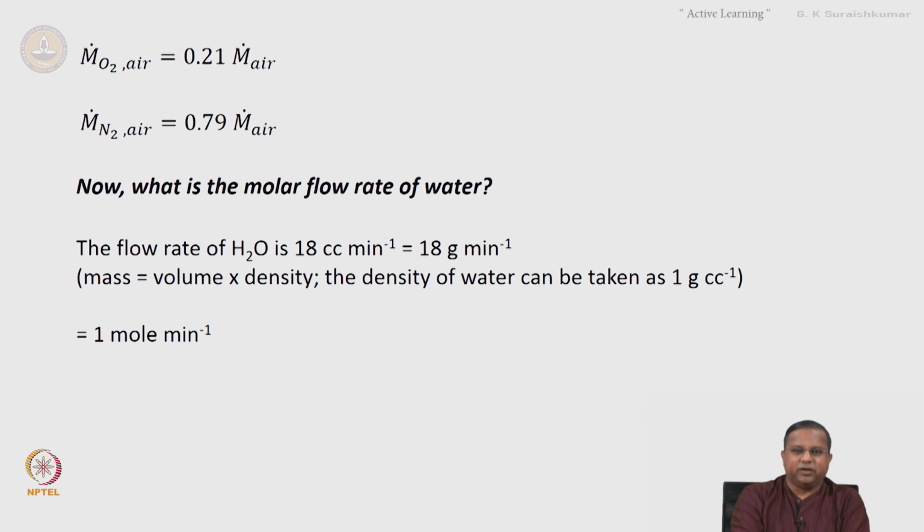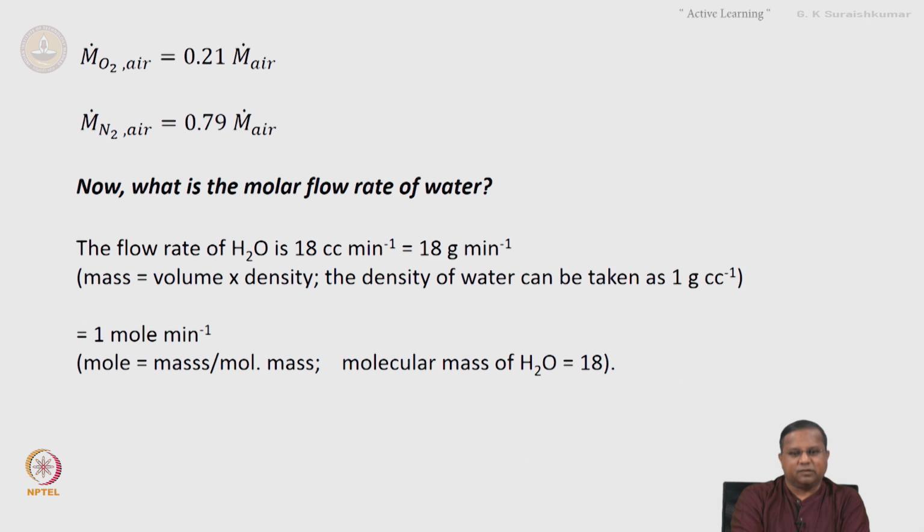18 grams per minute. Mass divided by molecular mass is moles. The molecular mass of water is 18, therefore, mass 1 gram divided by 18, the molar mass, you would get 1 mole per minute. That is what is given there. Moles is mass by molecular mass; the molecular mass of water is 18.